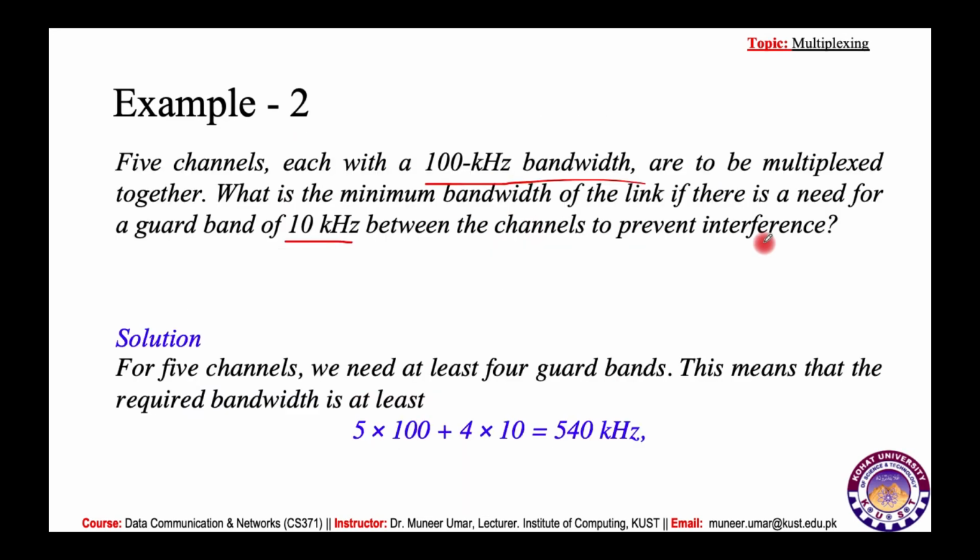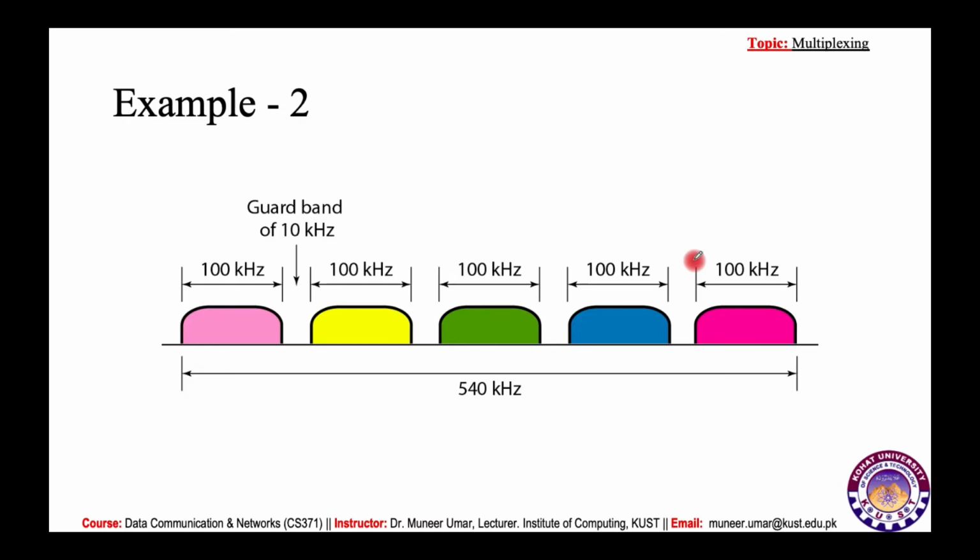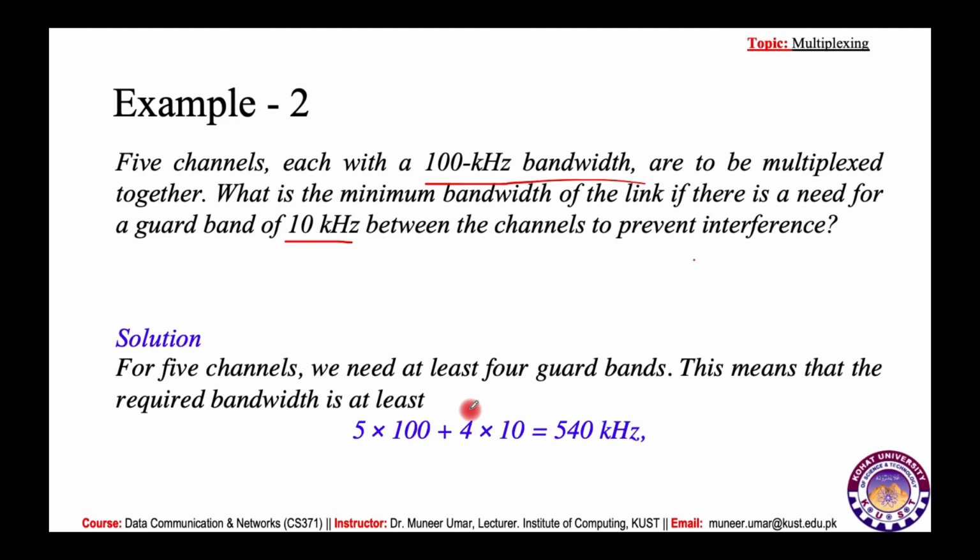Now, if you look into the figure, here we have a space of 10 kilohertz, again 10 kilohertz, 10 kilohertz, and 10 kilohertz. So these are actually for the guard band. These 10 kilohertz slots are used for separating the 100 kilohertz bandwidths, and the total bandwidth is 540 kilohertz.